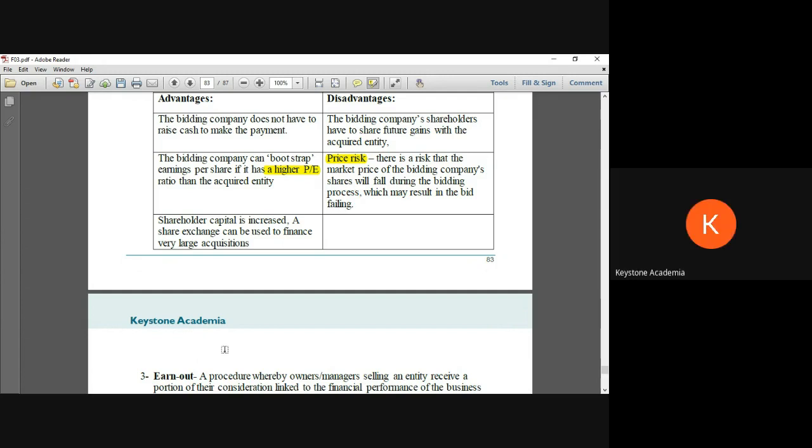Quickly, any disadvantage? Yeah. Okay, one disadvantage is price risk, when the share price will fall down. Already our share price is falling down. It will take a lot of time or it will be very difficult to increase the share price again, which can affect our other covenants we have with the banks and other commitments with the stakeholders.